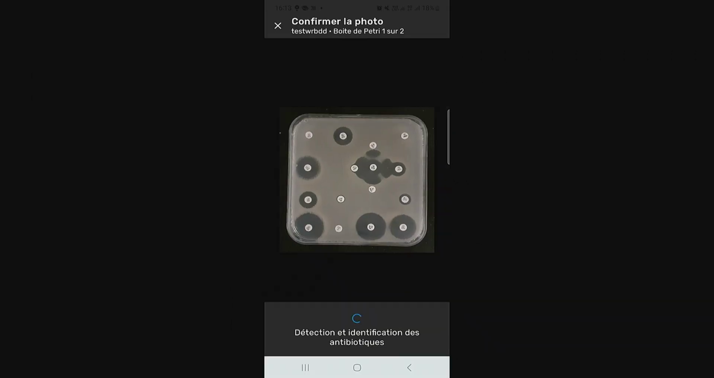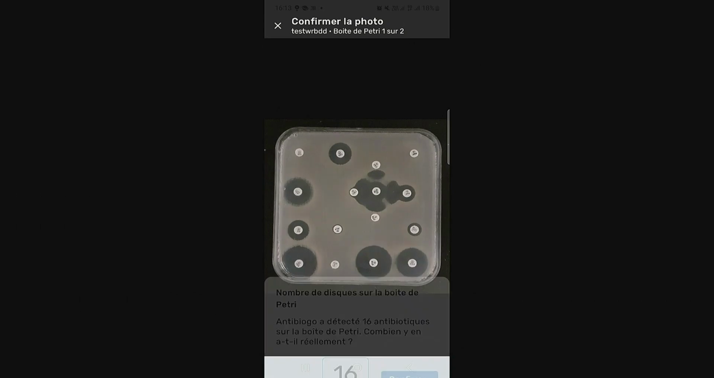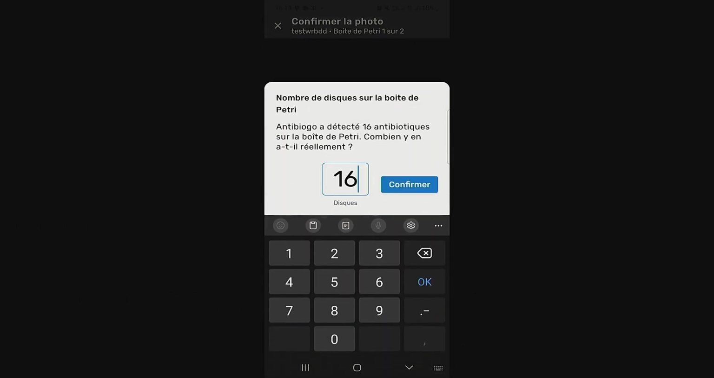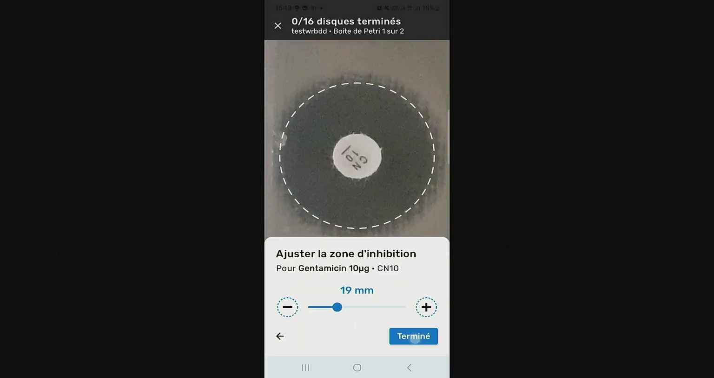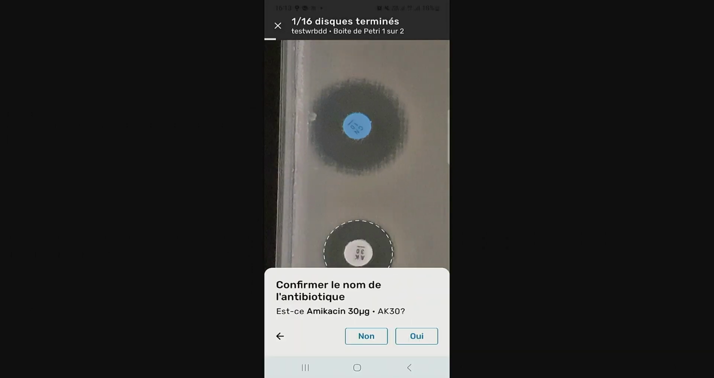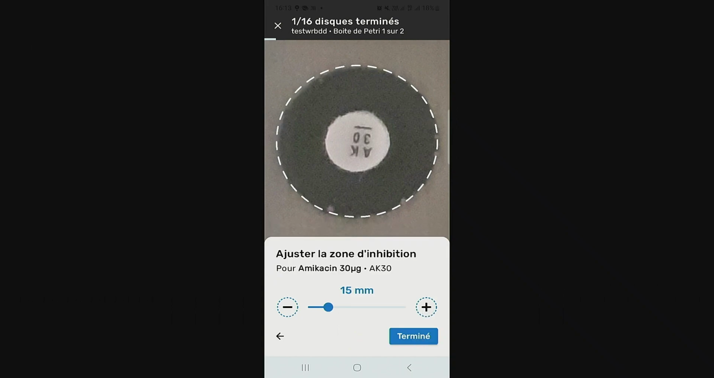So here is the first step, the semi-automatic measurement of the inhibition zone and detection of antibiotic names. Antibiogo will show the number of antibiotics that the system detected and ask you if it is coherent with what you are seeing on the Petri dish. You can, of course, change the number if there is a problem of detection. Then we move on, antibiotic by antibiotic.